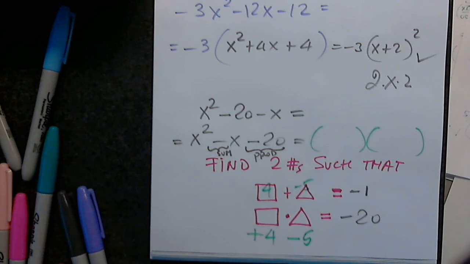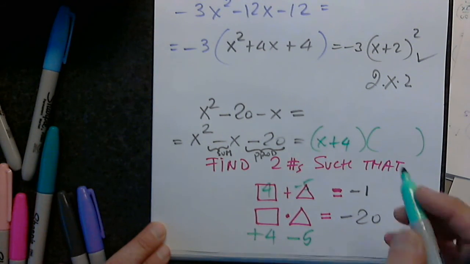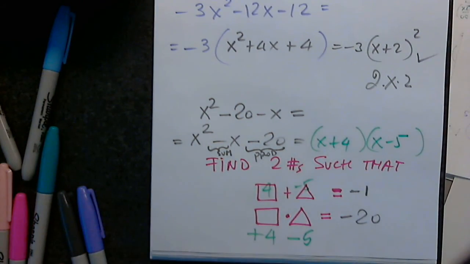So please tell me how to factor. X plus 4 and x minus 5. Let's check. I want to check my work. Is x times x, x squared? Is it negative 5x plus 4x, negative x? And is positive 4 times negative 5, negative 20?